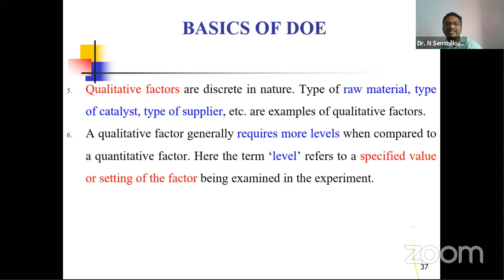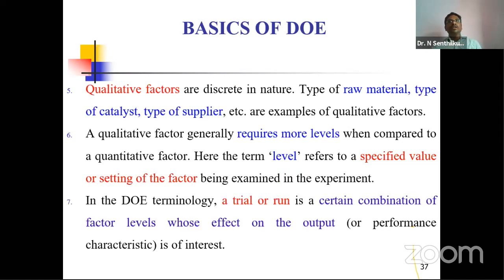Okay. So what is a level actually? A level is nothing but a specified value. In cutting speed, the three level values are 100 meter per minute, 200 meter per minute, and 300 meter per minute. So a level is nothing but a specific value. In DOE terminology, a run or a trial is nothing but a combination of inputs based on which a single experiment can be done. So what are the input combinations that we are going to consider? It is an experimental run or experimental trial.